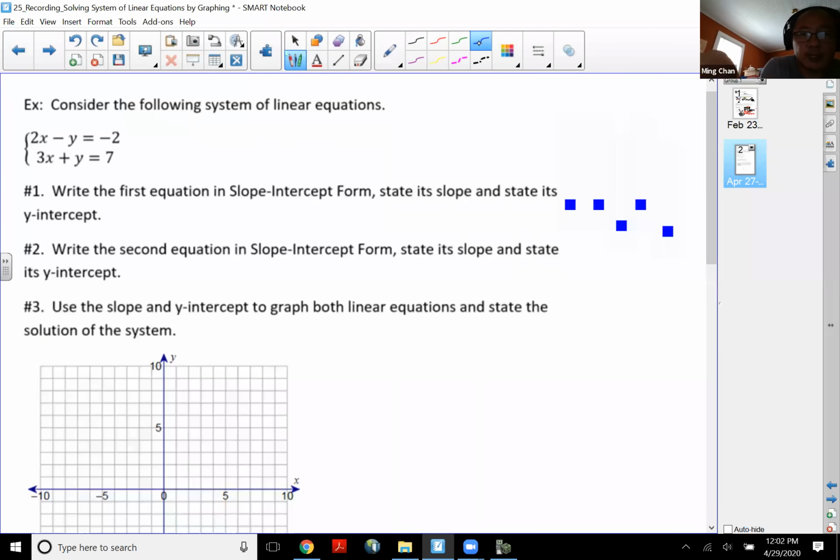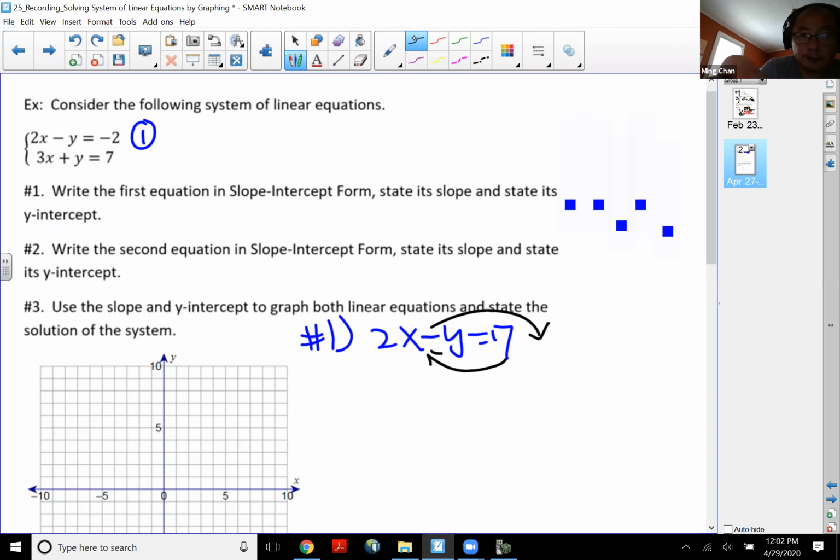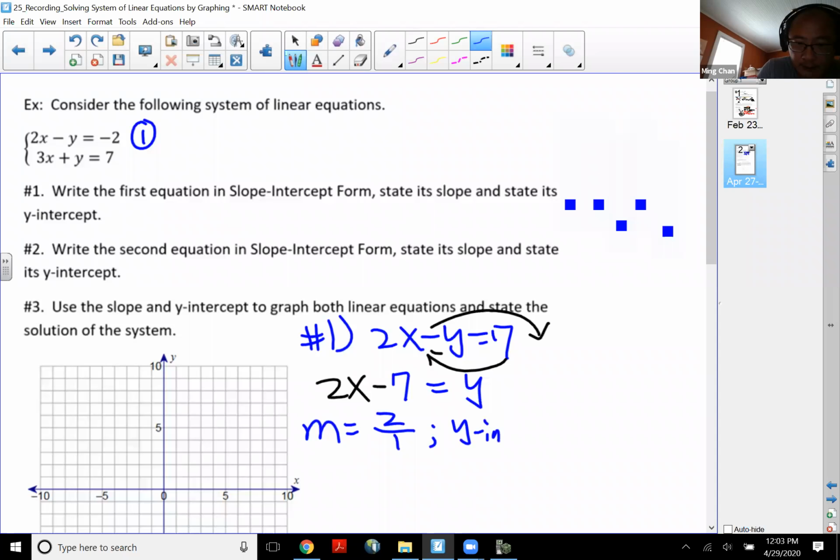Let me work on the first line. All right, solve for y, write in slope-intercept form, and we're gonna write its slope. I'm gonna move my negative y over, bring the 7 back. So that will be 2x minus 7 equal to positive y. So my slope m is 2, 2 means 2 over 1. My y-intercept is (0, -7).